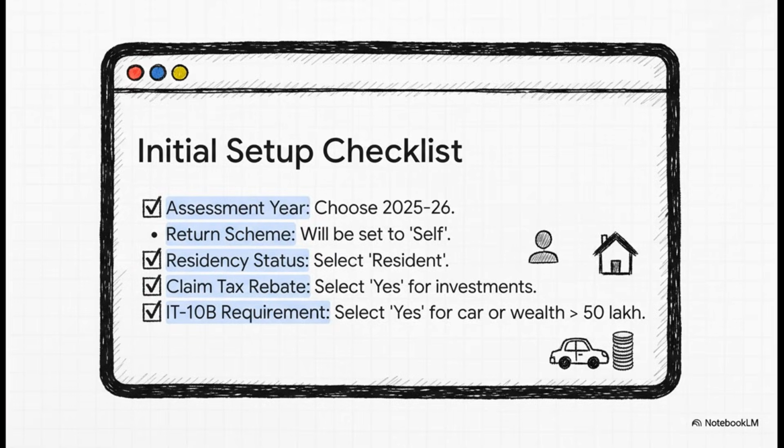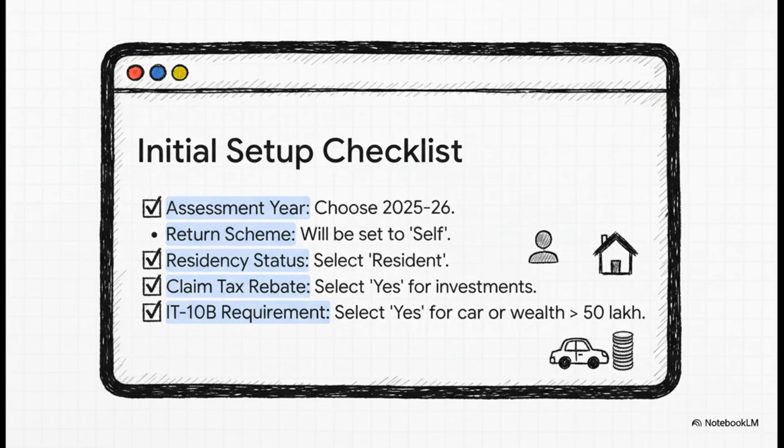So on this first page, you're just confirming a few key details. The assessment year should be 2025-26. The return scheme, don't worry about that. It'll automatically say self. Now this next one's important, residency status. You'll want to select resident if you're a citizen living here. Why? Because non-residents face a much higher flat tax rate of 30%. Ouch. Then you'll say yes to claiming a tax rebate if you've made investments, and yes to the IT-10B requirement if you own a car or your wealth is over 50 lakh taka.